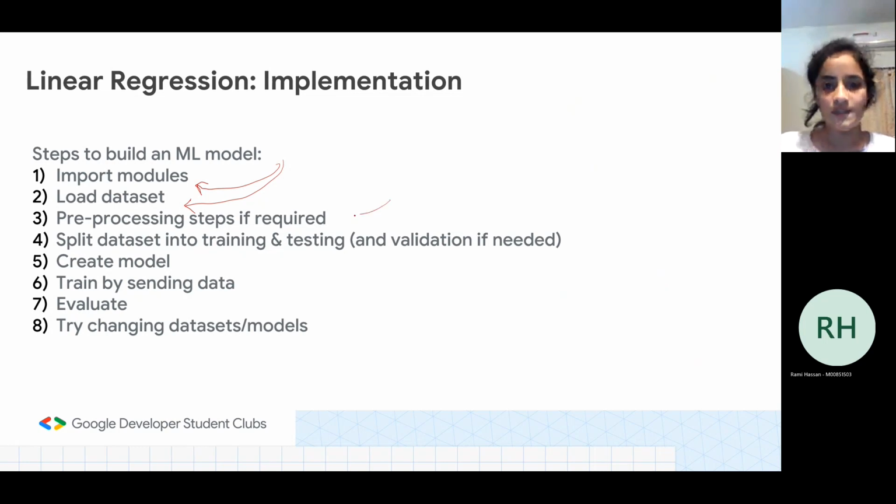Then pre-processing steps if required. I'll explain what that is in our data set when we work with it, because we do some steps before we put it into the model. Then you split it into testing and training. What that means is, if you send all of your data, how do you evaluate it? If you evaluate it on the same data set after training it on the same data set, it might perform well because it's already seen it. But then if you give new values, it'll probably be bad.